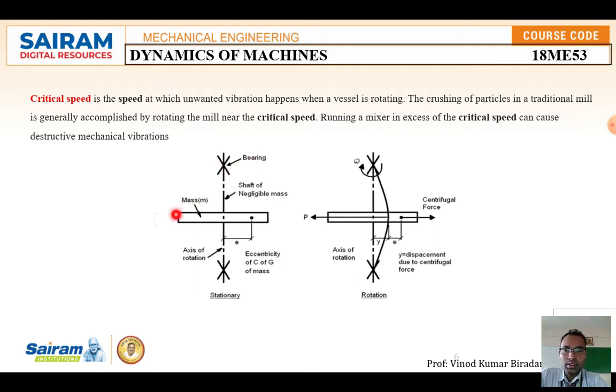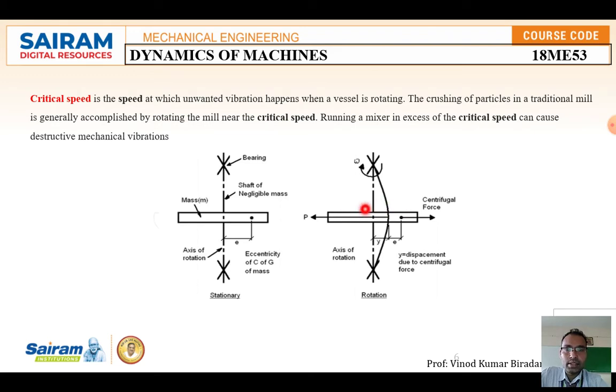Okay, so look at this diagram. This is a particular shaft. When you start operating this, when you switch on any motor, this shaft is going to rotate in a transverse direction. Okay, like this, look at diagram B.